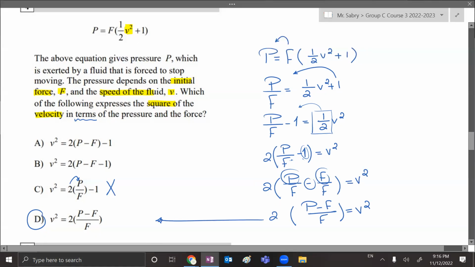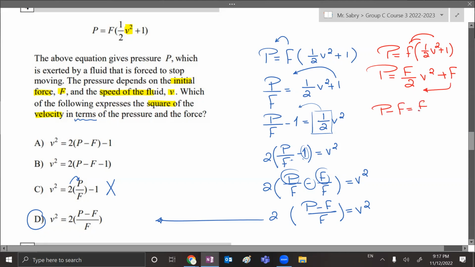That's one way. The other way, which I prefer even better, is that from the beginning, if you distributed the F, you'll have P equals F over 2 V squared plus F, because F times half is F over 2. Now, as we said, we need V squared completely alone. So I'll move the F to the other side. I'll have P minus F equals F over 2 V squared.